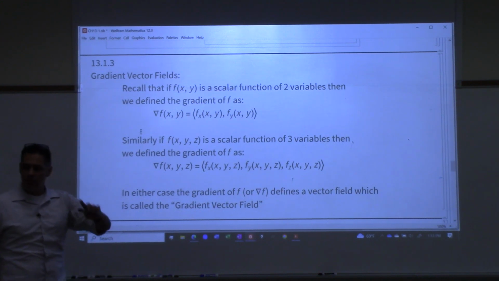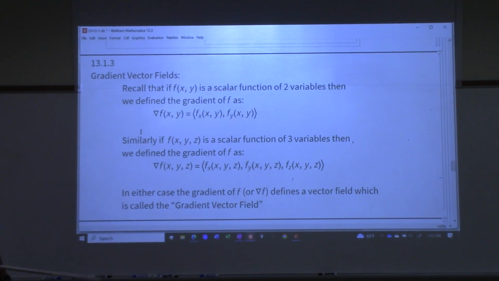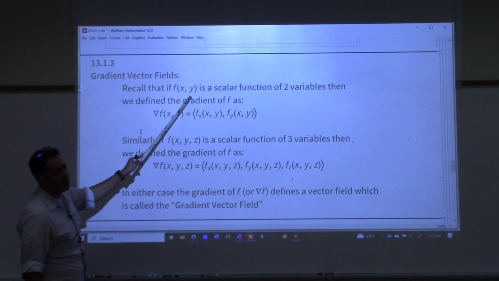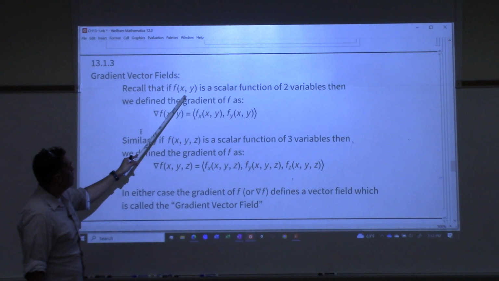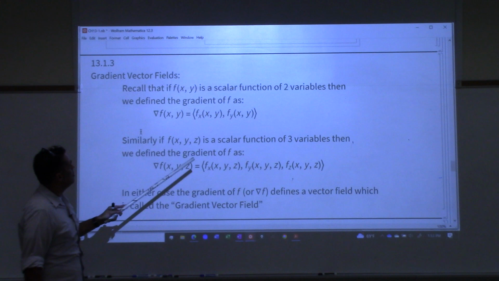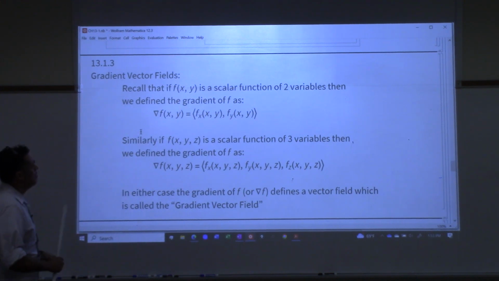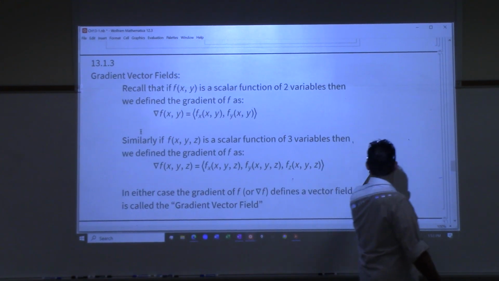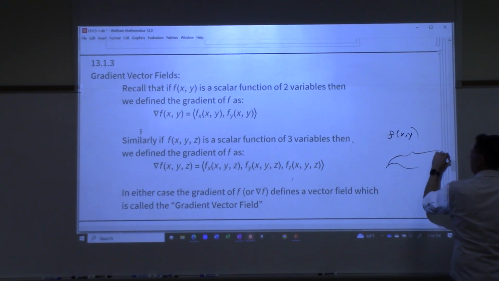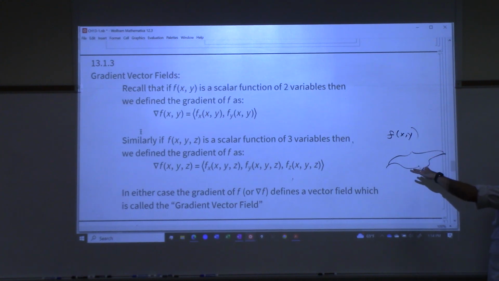This goes back to an earlier chapter, chapter 11, where we were talking about gradients. Recall from chapter 11 that if you're given a function of 2 variables, we call this a scalar function because you plug in a point, it spits out a number. If you take that function of 2 variables, that would be a surface in 3-dimensional space.